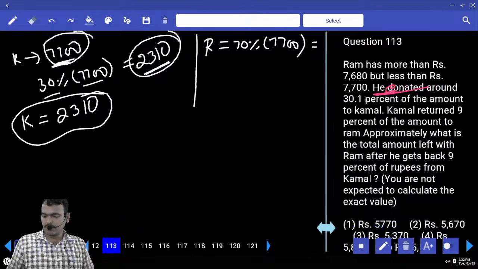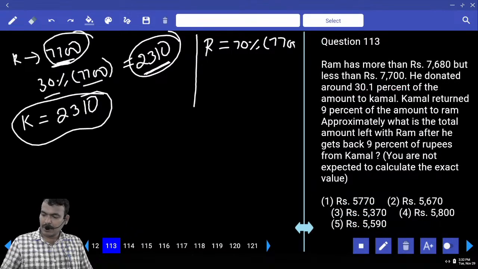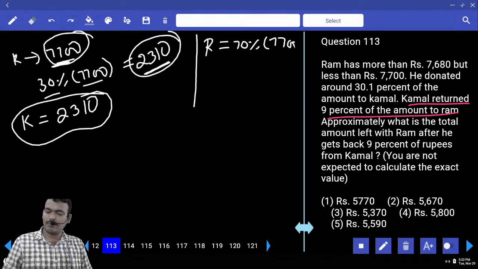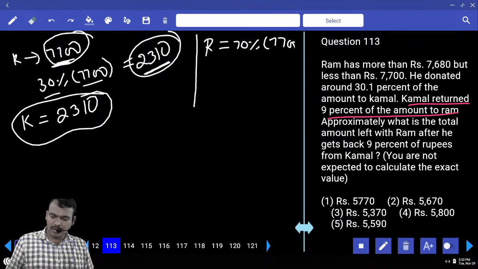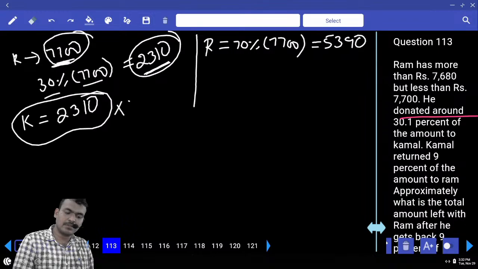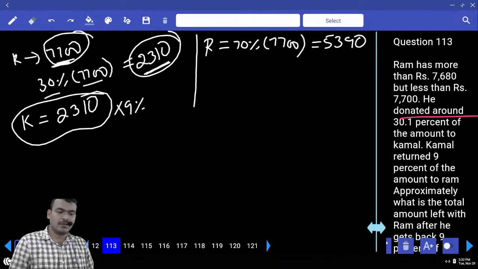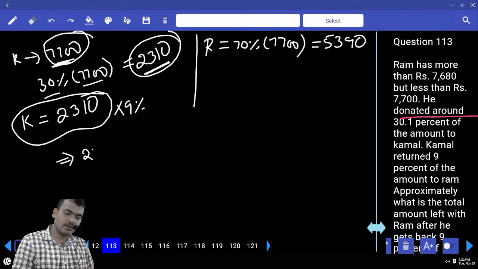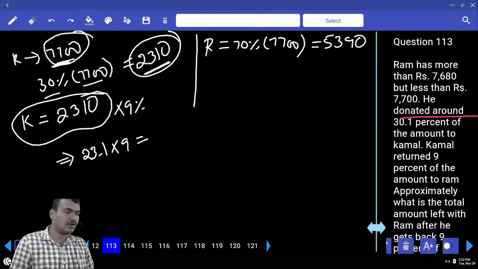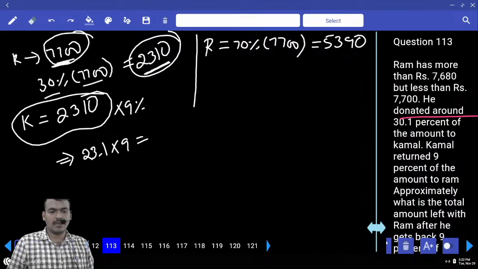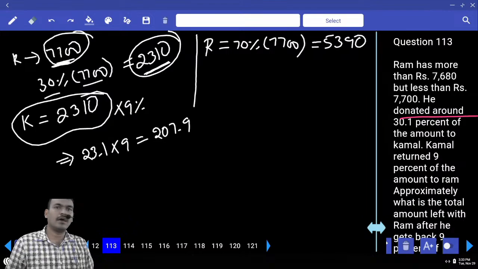What is the value Kamal received? 2310. Out of 2310, Kamal returned 9% of the amount to Ram. Means out of 2310, how much percent is returned? 9%. What is the 1% value? 23.1. 9 times means we return 9 into 23.1, or not? 9 into 23 is 207. 9 into 0.1 is 0.9, so 207.9 or not? Yes or no?